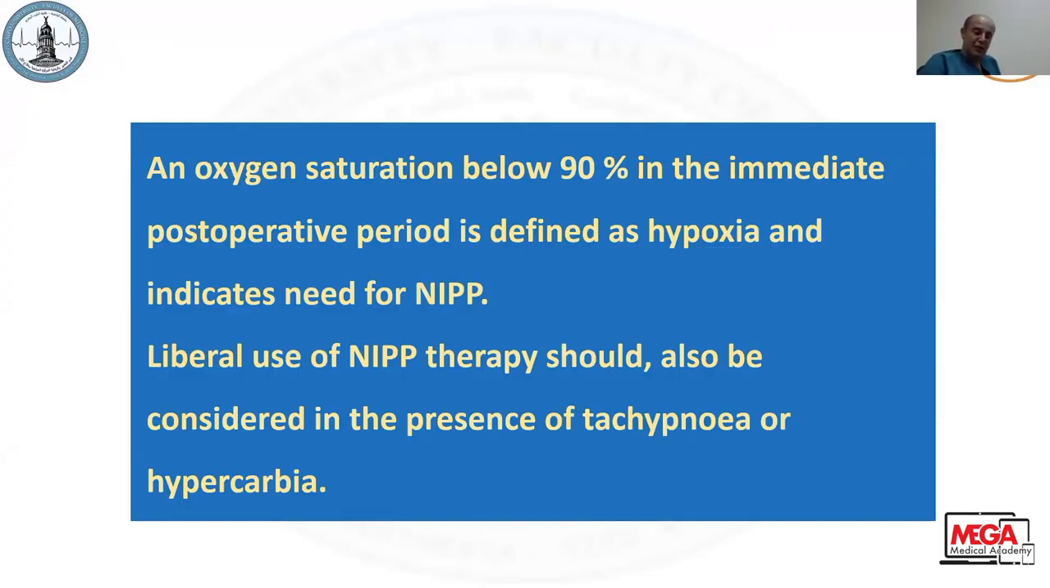This non-invasive positive pressure ventilation includes the CPAP or BiPAP, and recently the high flow nasal oxygen that have a similar effect as the CPAPing of such patients. The liberal use of non-invasive positive pressure ventilation therapy should also be considered in the presence of any tachypneic and hypercarbic patients.